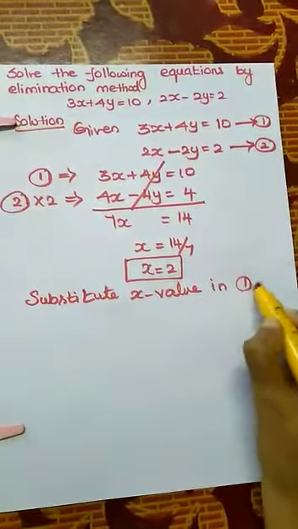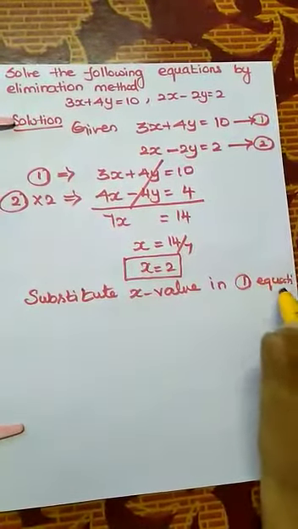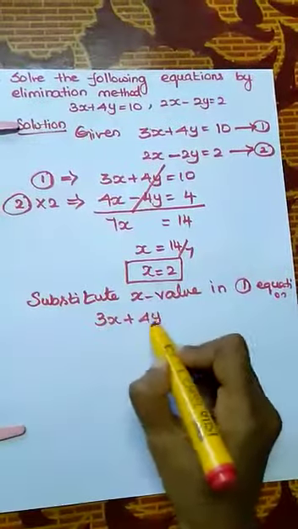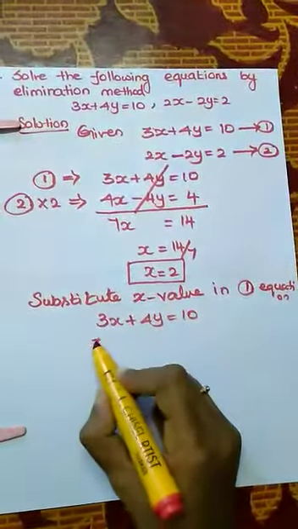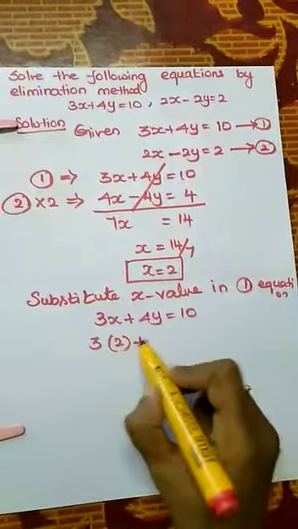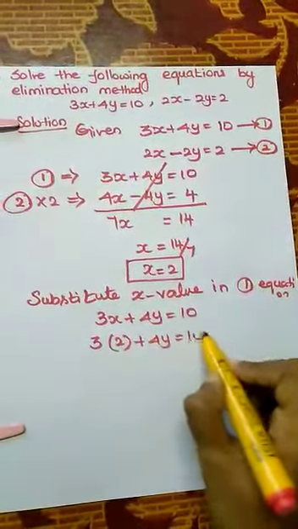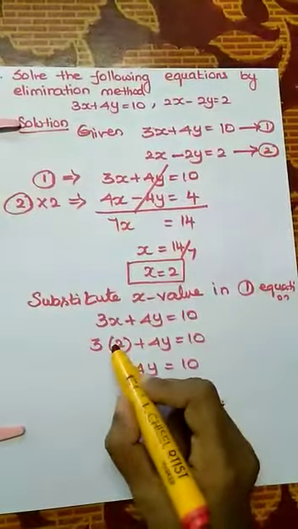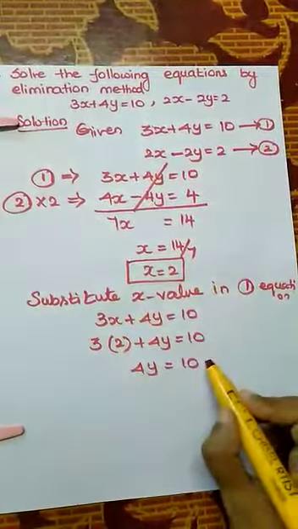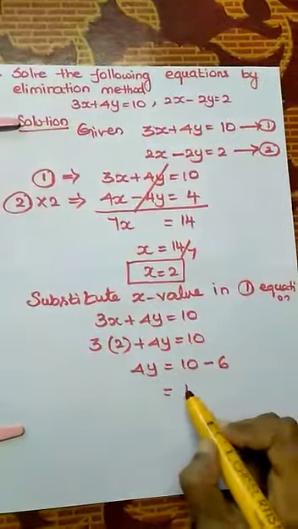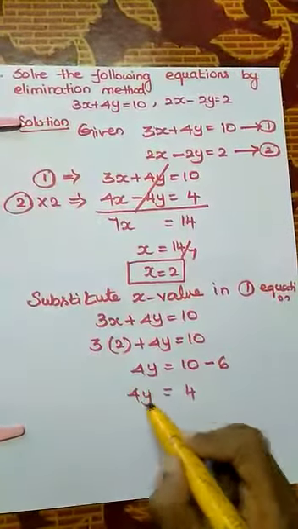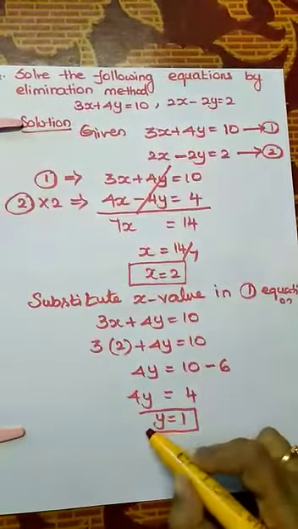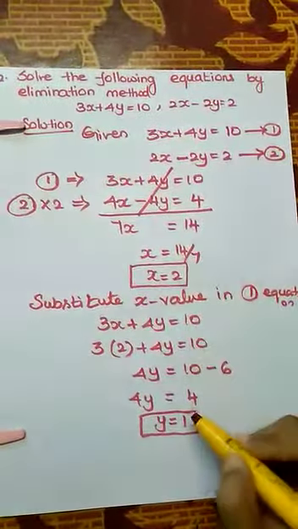Okay, first equation. What is our first equation? 3x plus 4y is equal to 10. 3 of 2 plus 4y is equal to 10. So 4y is equal to 10, 3 into 2, 6. Change the plus 6 value to RHS, that is minus 6. 10 minus 6, 4. 4y is equal to 4. y is equal to 4 by 4, 1. Now we get the x value 2, y value 1.